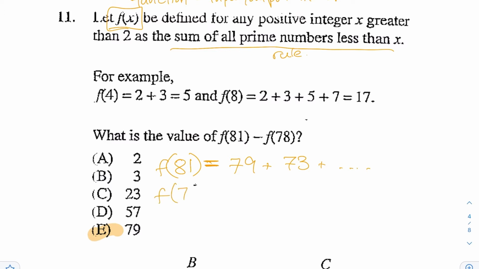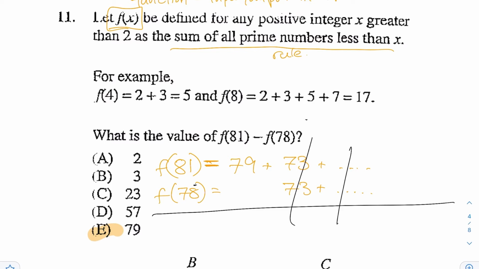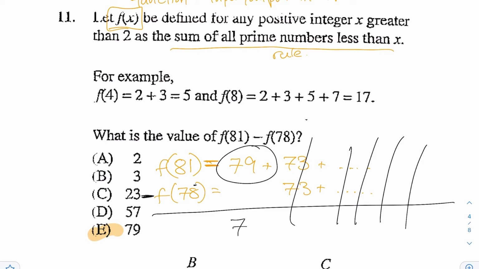Now you also have to subtract f of 78. The largest prime number less than 78 is going to be 73, and everything after that, you notice, is going to be the same. Because everything's the same, everything after 73 will cancel out. And when we subtract, the only thing left is going to be 79. That's choice E.